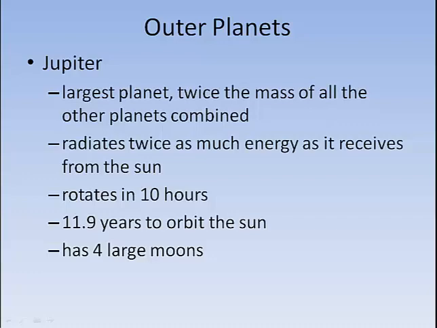All the outer planets rotate very, very fast. But the further you get from the sun, the longer it takes to orbit the sun. So it takes about 12 years for Jupiter to orbit the sun. Jupiter also has 4 large moons.